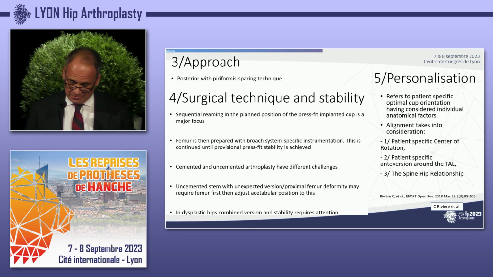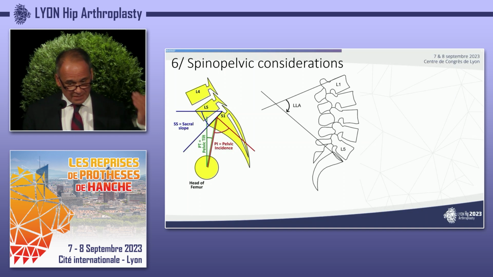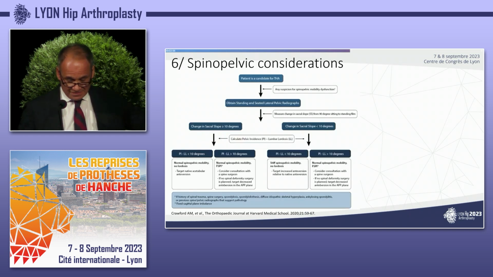Personalization of my procedure. I personalize my procedure in relation to the center of rotation, to the patient's specific anteversion, which I take from the transverse acetabular ligament, and of course, I take into account the spine-hip relationship in a way I'm going to show you in a minute. This is a nice cartoon from Charles Riviere in his good paper demonstrating the fact. So for the spinopelvic evaluation, I take into account the sacral slope, in standing and sitting lateral position, the pelvic incidence, and the lumbar lordosis. And there is this algorithm on the right-hand side.